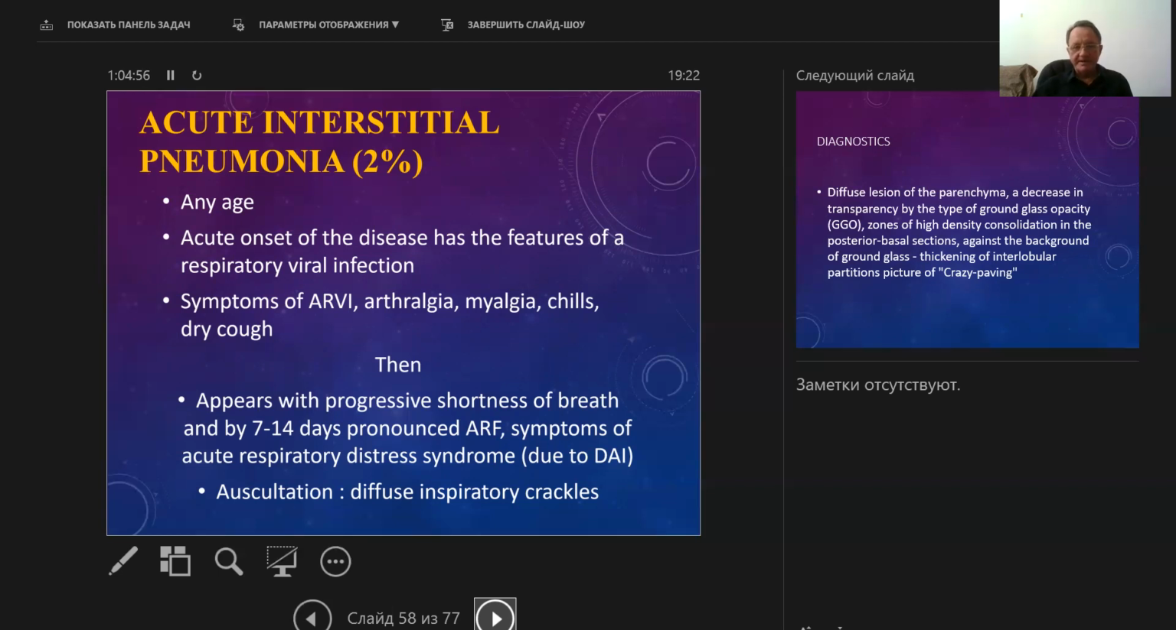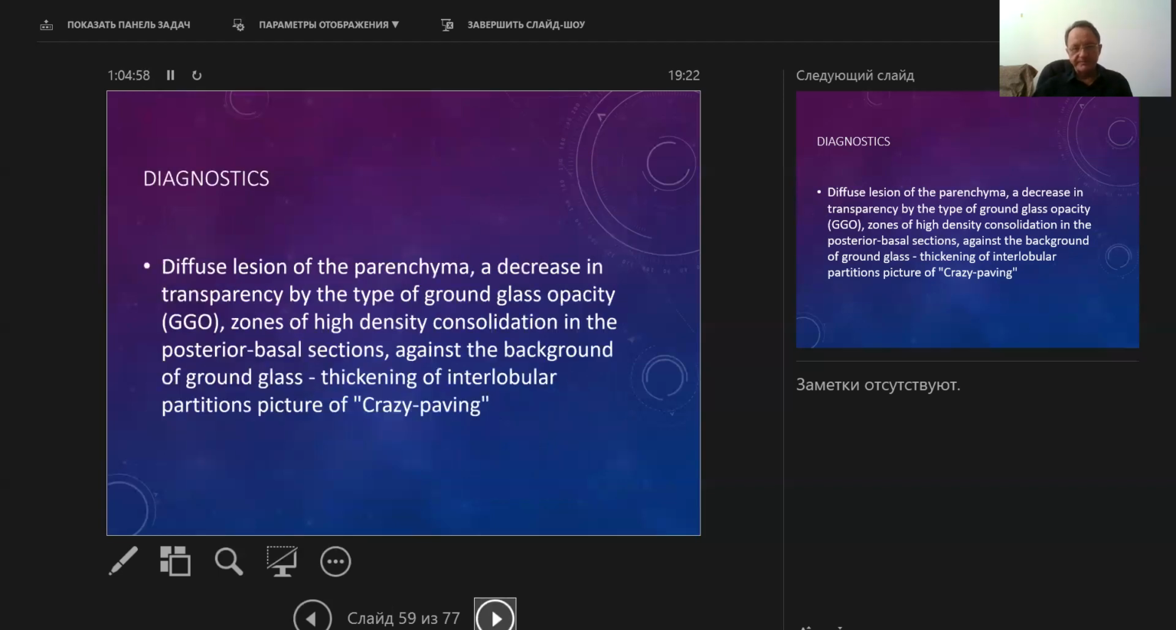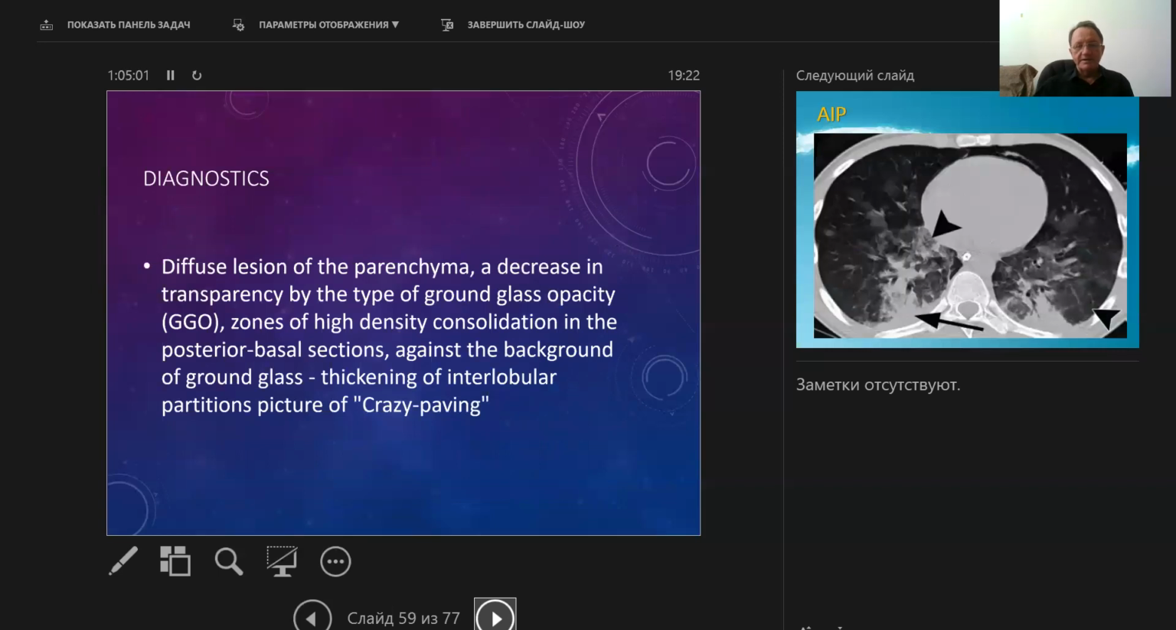Auscultation reveals diffuse inspiratory crackles. On computed tomography, you can find diffuse lesions of the parenchyma, decreased transparency of the ground glass opacity type, zones of high-density consolidation in the posterior basal section against the background of ground glass, and thickening of intralobular partitions, a picture of crazy paving.